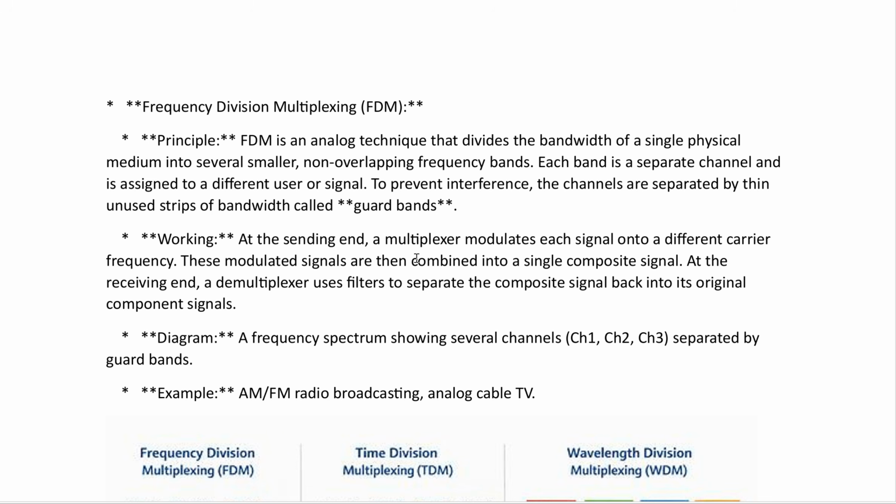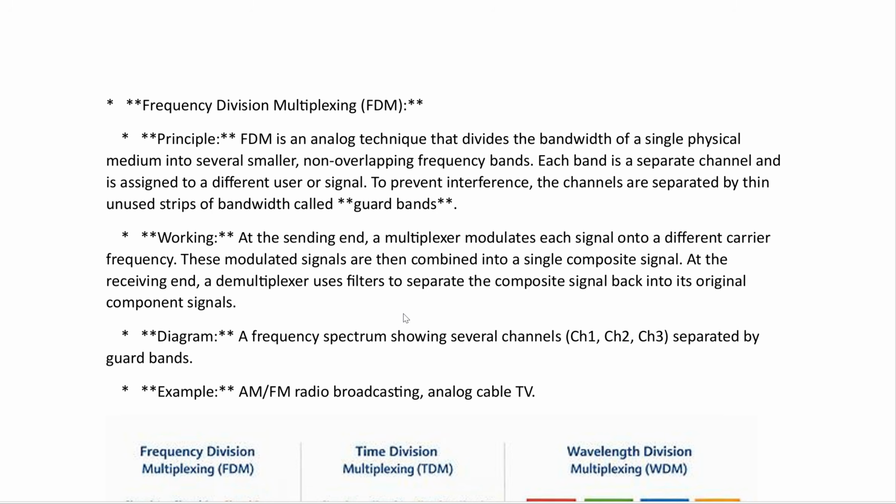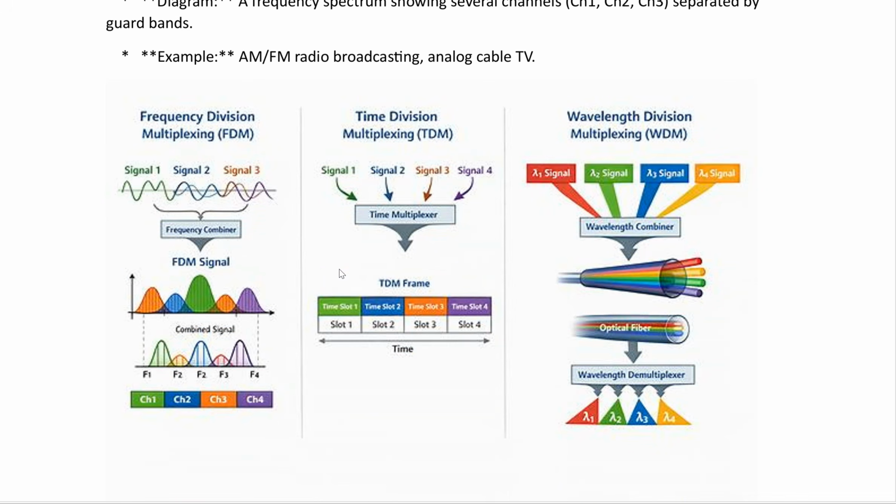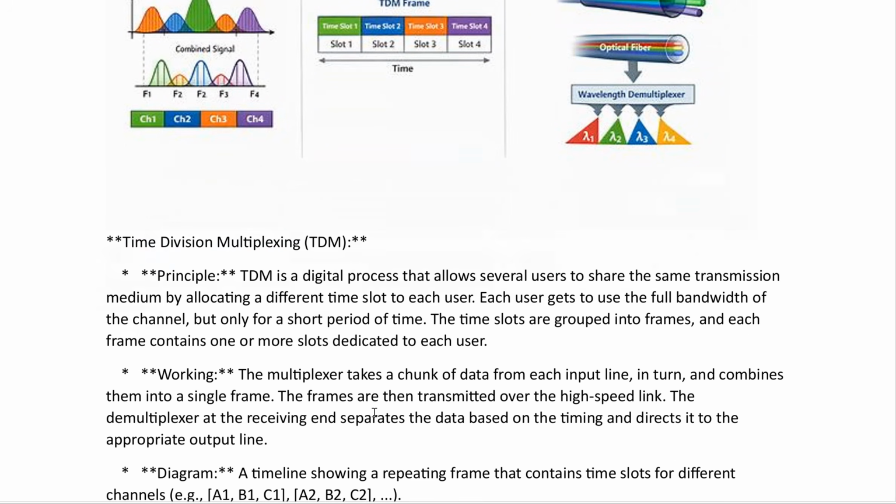Working of the FDM. At the sending end, a multiplexer modulates each signal onto a different carrier frequency. These modulated signals are then combined into a single composite signal. At the receiving end, a demultiplexer uses filters to separate the composite signal back into its original component signals. Examples of FDM are AM, FM radio broadcasting and analog cable TV. So this is the diagram comparing FDM with TDM and WDM, right? You can draw this diagram if the question appears in your exam, right?